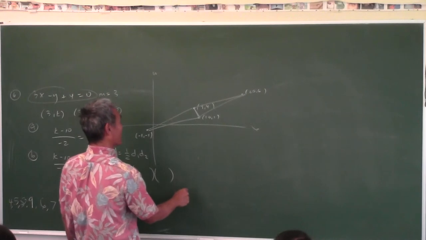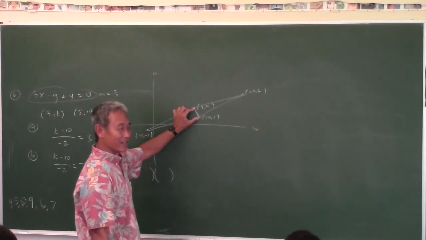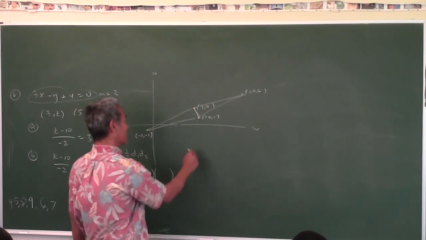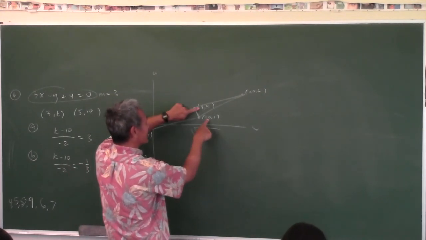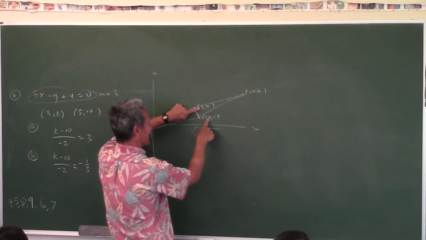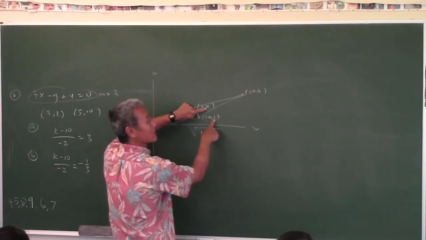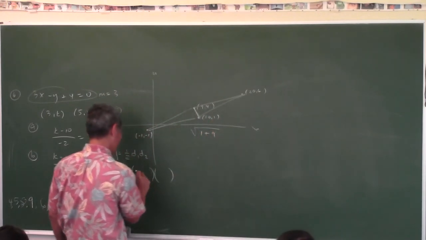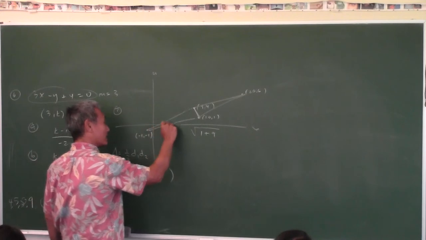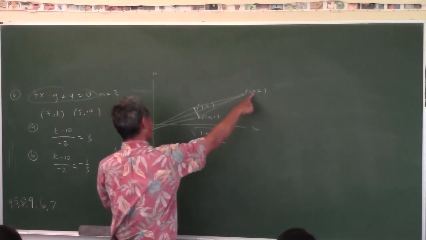Which diagonal do you want? I'll do this one. How do I find the length of this diagonal? Distance formula. So square root of the difference of the x's squared, plus the difference of the y's squared. That's 9, so that's square root of 10, right? Okay, what about this diagonal here? Square root of the difference of the x coordinates squared.